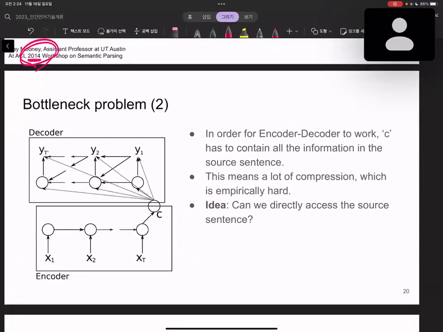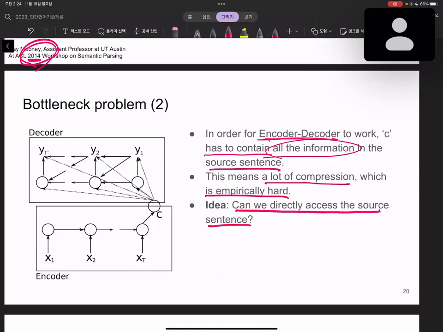So, in order for encoder-decoder to work, C has to contain all the information in the source sentence. This means a lot of compression, which is implicitly hard. Can we directly access the source sentence? So the problem of this bottleneck in this encoder-decoder architecture is that all the information has to go through this vector C, which is very small.